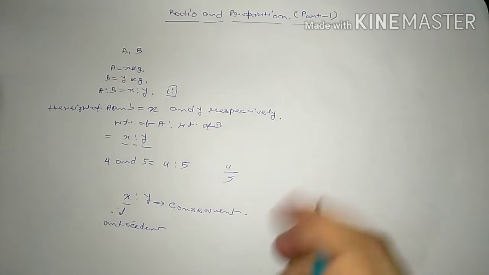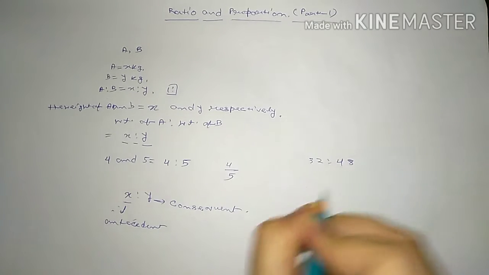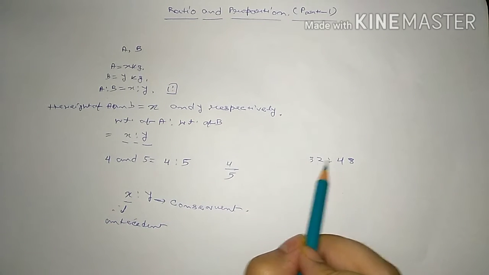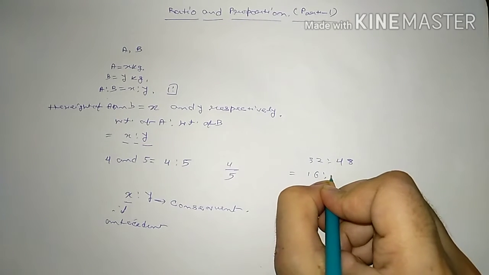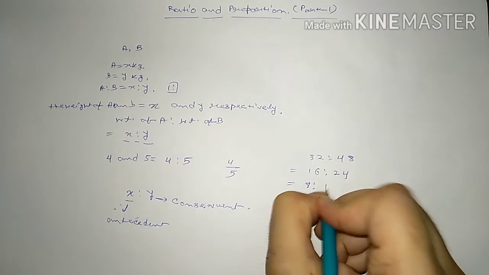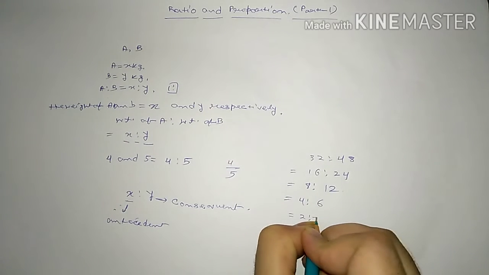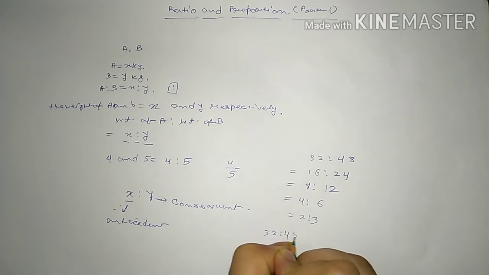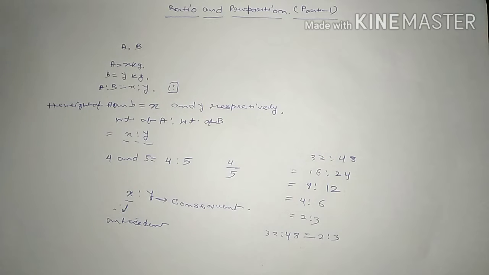We can also simplify a ratio. Let us consider the ratio 32 is to 48. Here we can see that 32 and 48 both can be divided by 2. So we can write 16 is to 24, then 8 is to 12, 4 is to 6, 2 is to 3. So 32 is to 48 equals 2 is to 3. This is called simplification of a ratio. This is ratio. Now we will come to proportion.